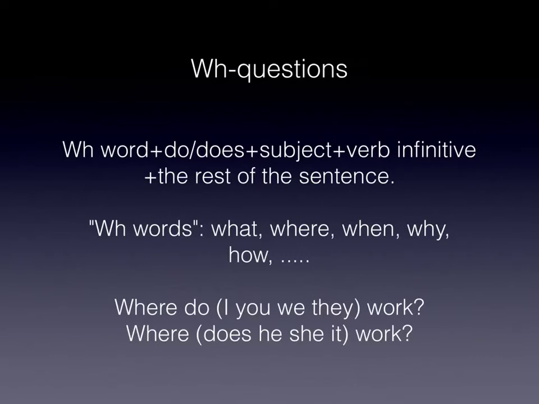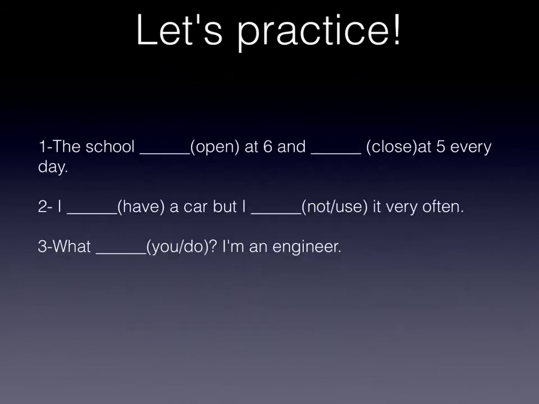In WH questions: WH word, then do or does, then subject, and then the infinitive verb, then the rest of the sentence. WH words are what, where, when, why, how. Where do I work? Where do you work? Where do they work? Where does he work? Where does she work? Where does it work?